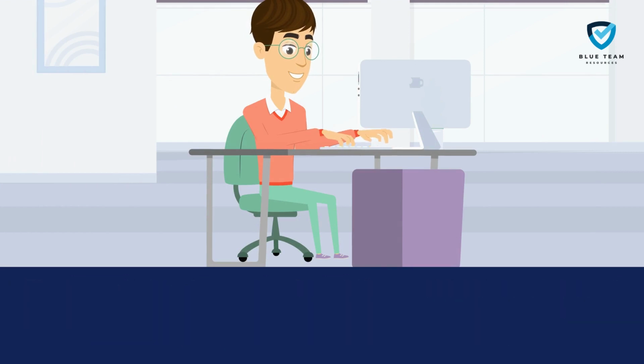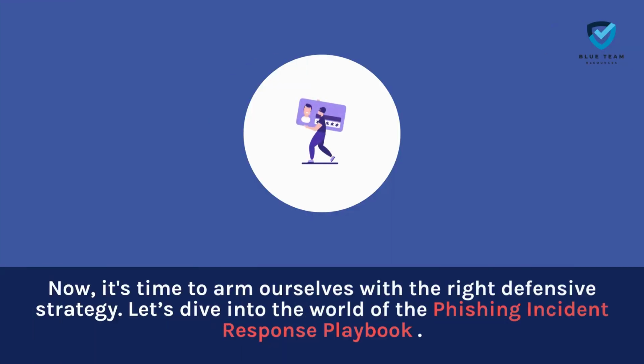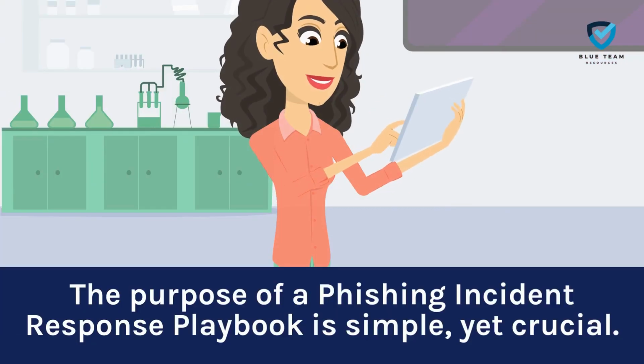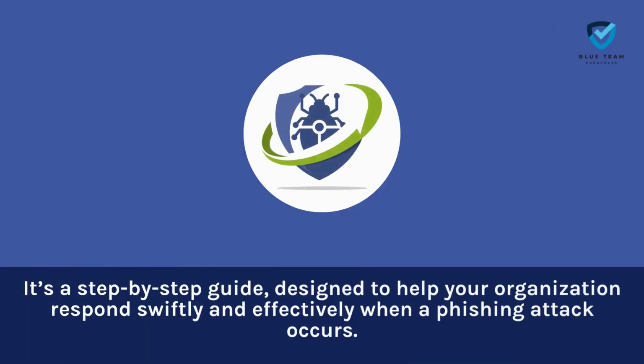We've journeyed through the murky waters of phishing attacks, understanding their types and mechanisms. Now, it's time to arm ourselves with the right defensive strategy. Let's dive into the world of the phishing incident response playbook. The purpose of a phishing incident response playbook is simple yet crucial. It's a step-by-step guide designed to help your organization respond swiftly and effectively when a phishing attack occurs.